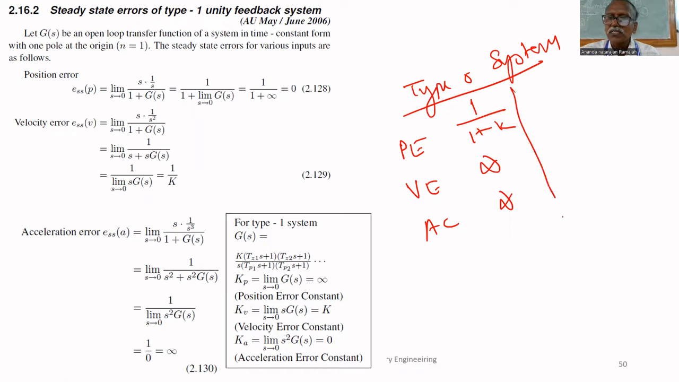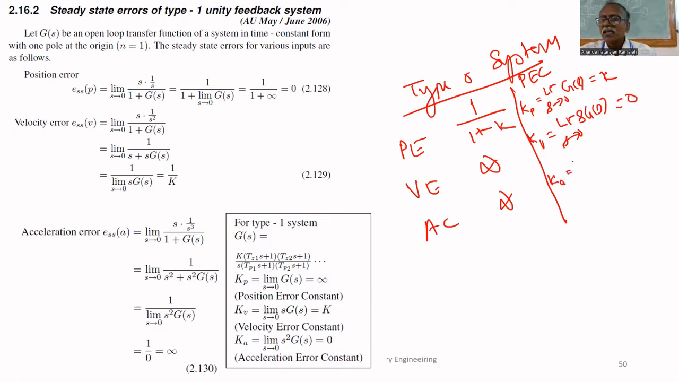For a type 0 system, what is the position error constant? Morning we have seen. Position error constant is Kp. Kp equal to limit s tends to 0, g of s, equal to k. Kp equal to k. What is the velocity error constant? Kv equal to limit s tends to 0, s g of s. You will get 0. What is Ka? Limit s tends to 0, s square g of s. That is also equal to 0.